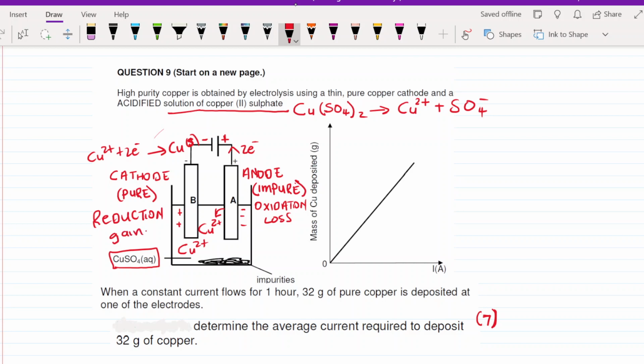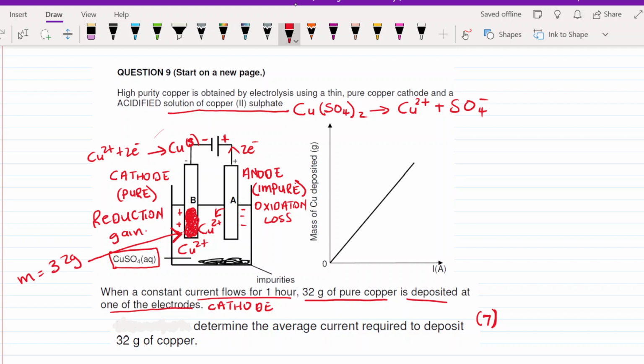Now, they said here, when a constant current flows for 1 hour, 32 grams of pure copper is deposited at one of the electrodes, which means at the cathode. So the mass of copper that will be deposited at this one, this will be a very pure copper. The mass of this copper, they said, is 32 grams. That is a 32 gram mass as the current is flowing.